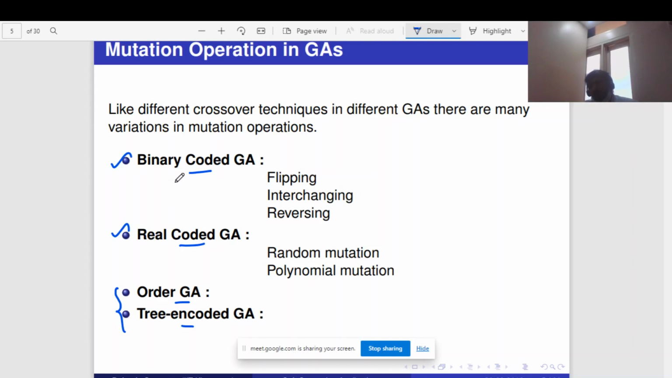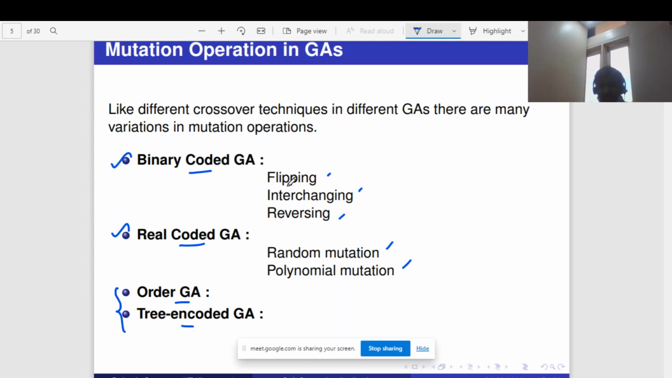There are basically three ways of performing mutation in binary coded GA, and these are flipping, interchanging and reversing. Like how in genetics we have seen deletion, insertion, here it is confined to these three techniques. Similarly, with respect to real coded GA, the mutation can be of two types. The first one is called random mutation. The second method is called polynomial mutation. So basically we are going to discuss these 5 techniques for mutation.